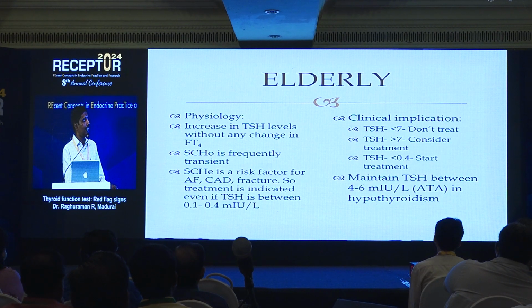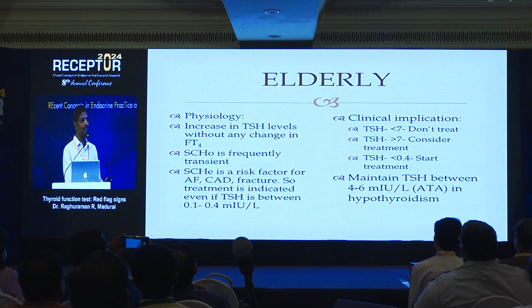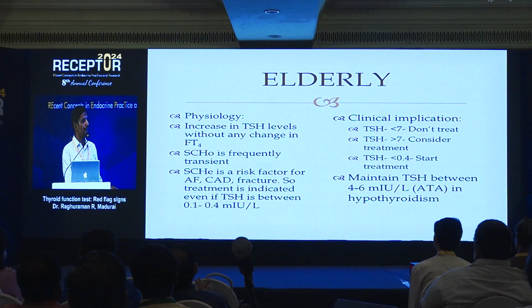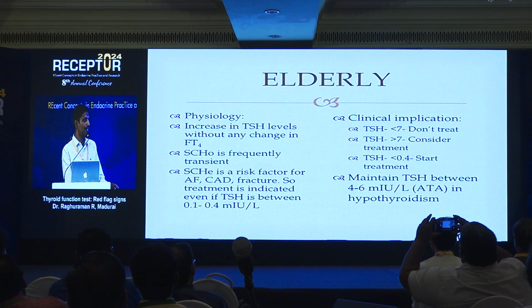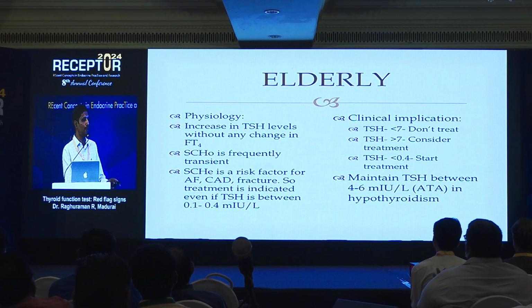So, coming on to the next one, that is the elderly. Here, the physiology is that the TSH levels progressively increase. It rises up to 7 at the age of 80 without any change in free T4 levels. Subclinical hypothyroidism is frequent and frequently transient, so you don't need to treat it immediately, but review it after 1 month if needed. But subclinical hyperthyroidism is dangerous in an elderly patient because it is a risk factor for atrial fibrillation, coronary artery disease, and fracture. So treatment is indicated even if TSH is between 0.1 to 0.4.